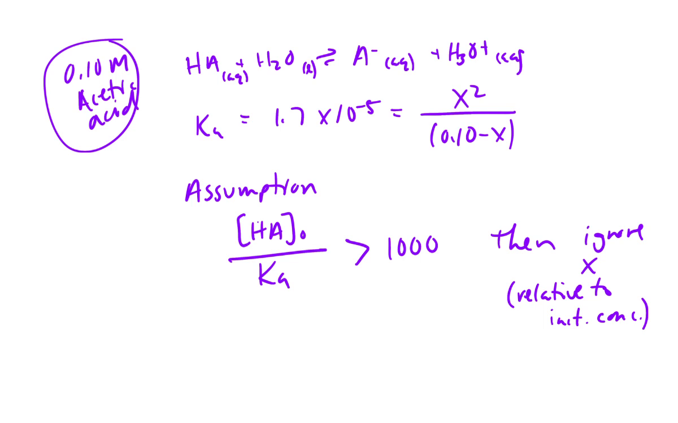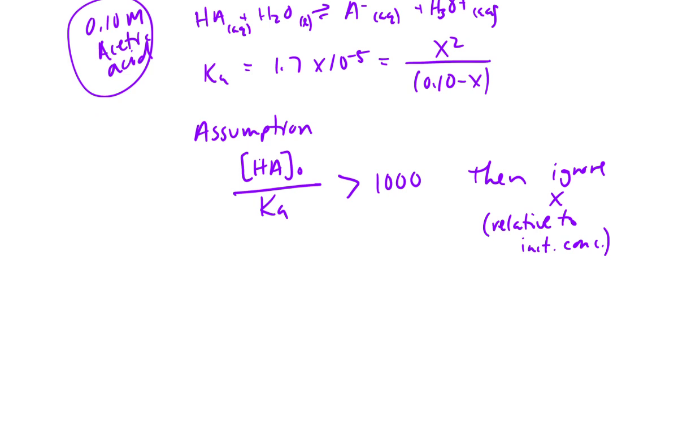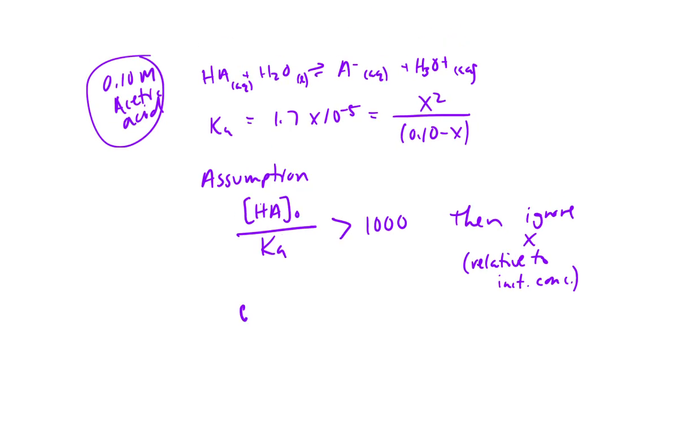It's as easy as taking our 0.1 molar divided by the Ka, which was 1.7 times 10 to the minus 5. What do we get? I didn't write it out. It's greater than 1,000. Check.